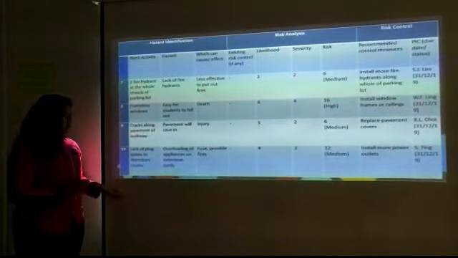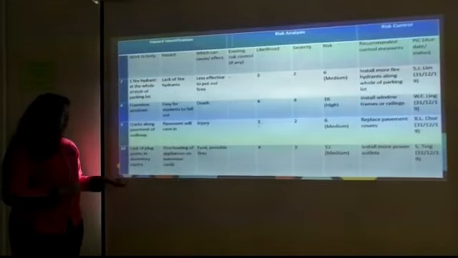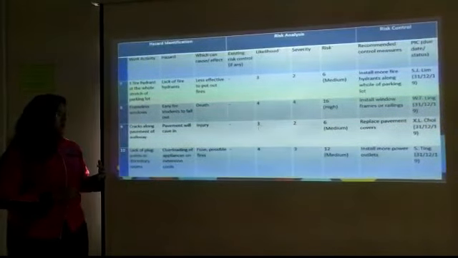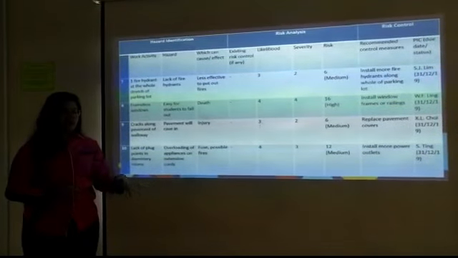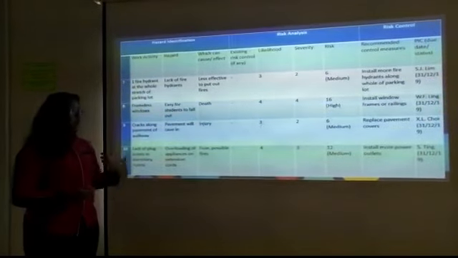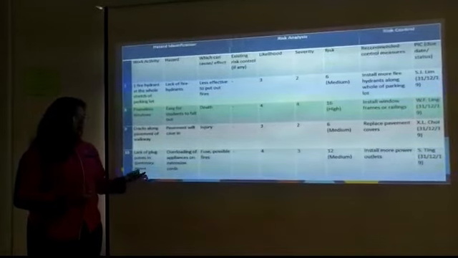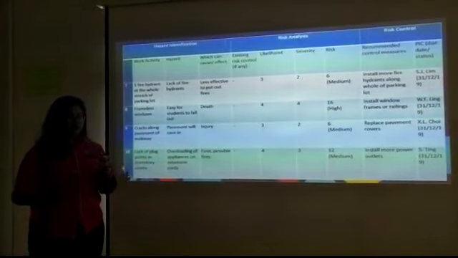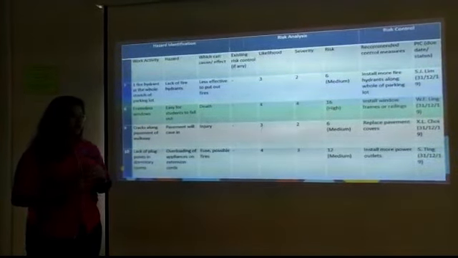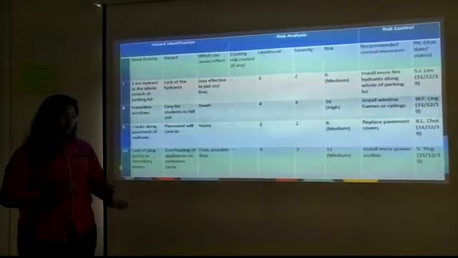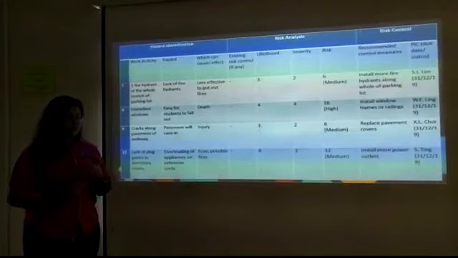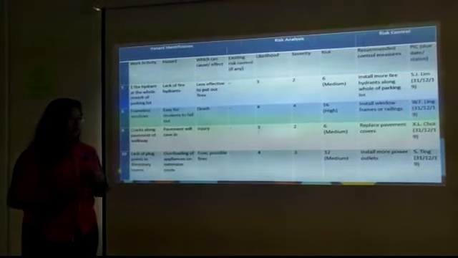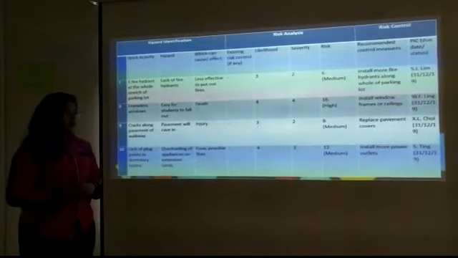And the last hazard is lack of plug points in dormitory rooms. Now, a lack of plug points can lead to overloading of appliances on the extension cords. And when there is an overloading of appliances, a possible fire or fusing of the electrical plugs can occur. This likelihood is 4 and the severity is 3, which brings us to a risk of 12, which is considered medium. We recommend to install more power outlets.